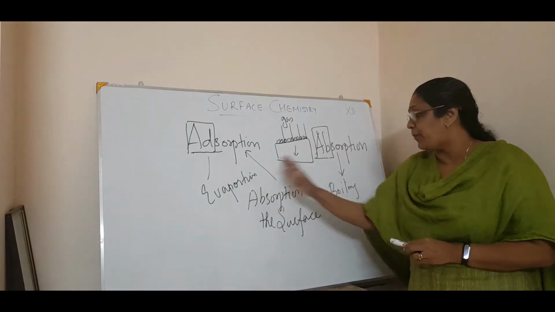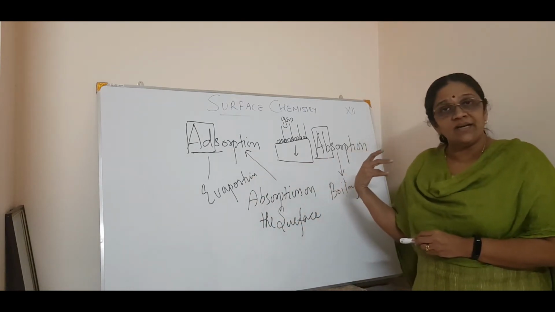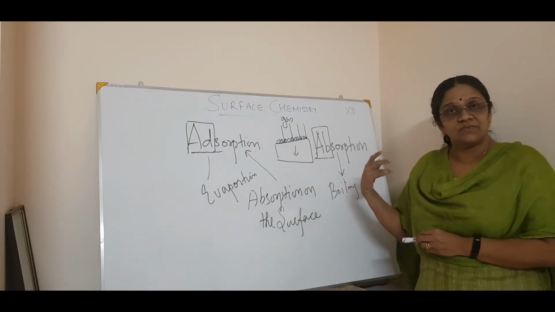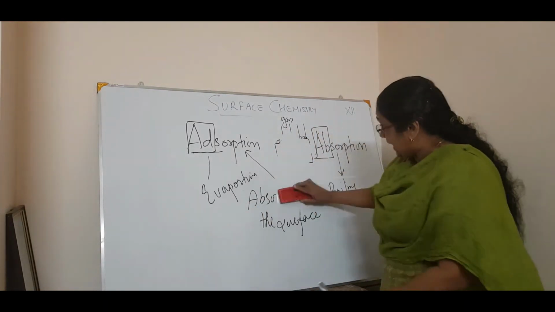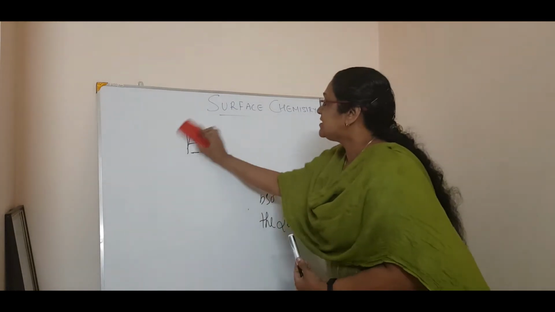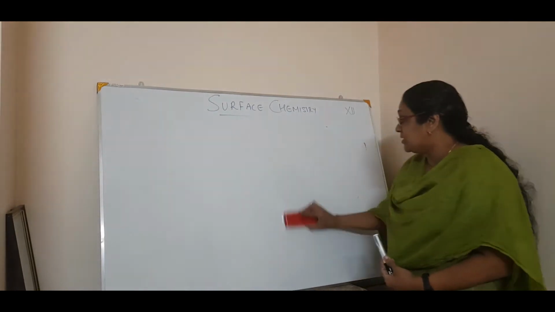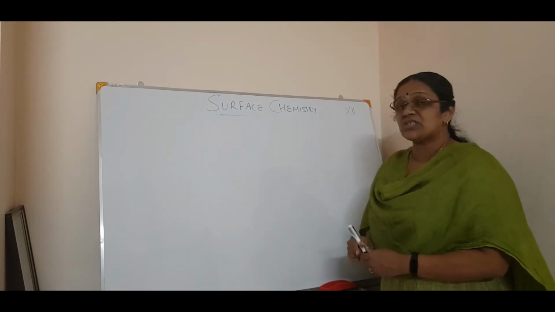Just think about evaporation and boiling. One is a surface phenomenon, the other is a bulk phenomenon. Okay, is it clear? Now we will move on to the next two terminologies, which are very, very important. Without this you cannot go further into surface chemistry. These are the terminologies which we usually come across.